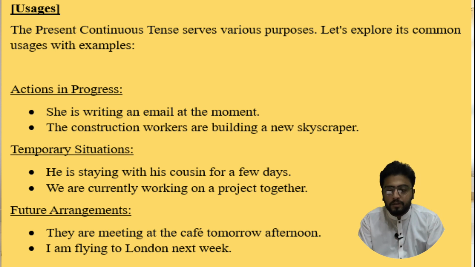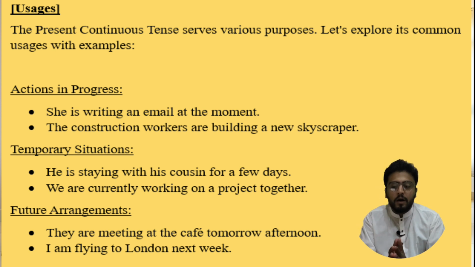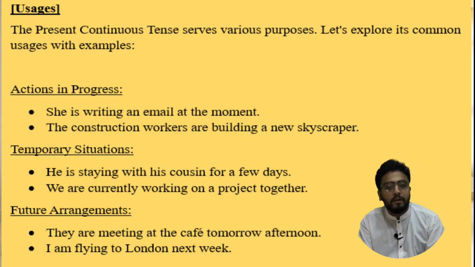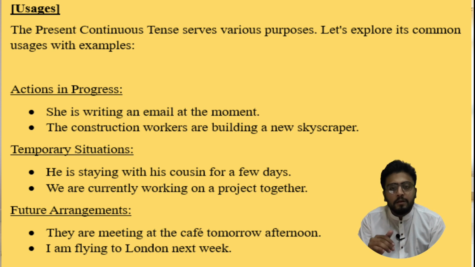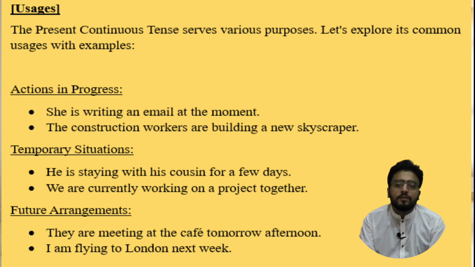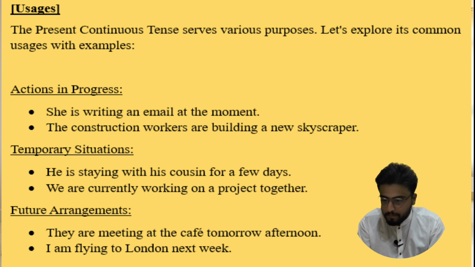The construction workers are building a new skyscraper. Second example is the construction workers are building a new skyscraper. It means that the construction workers are working now to build a skyrocketing building. Construction workers are working these days and the work is in progress. The work is yet to complete and is in progress.